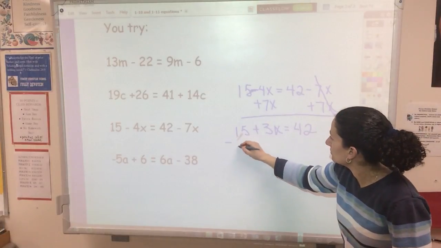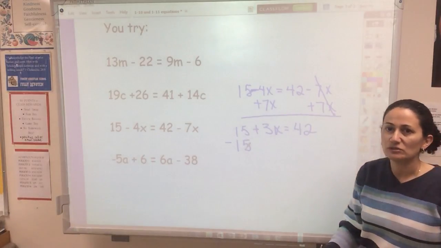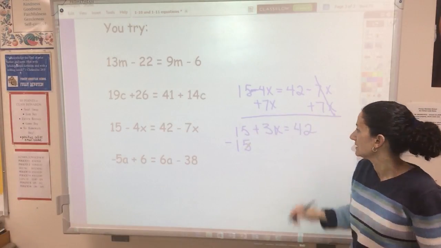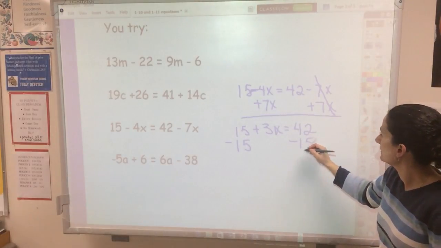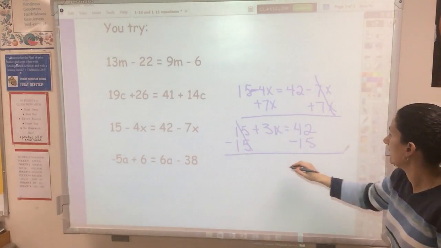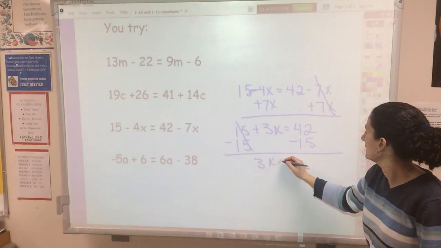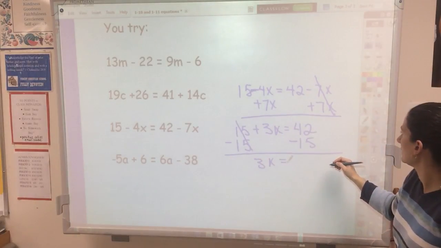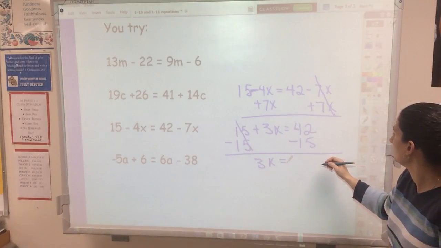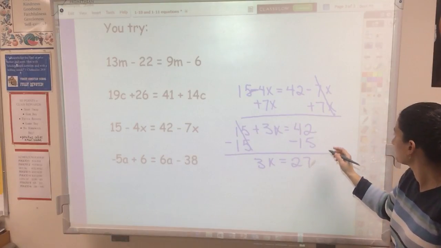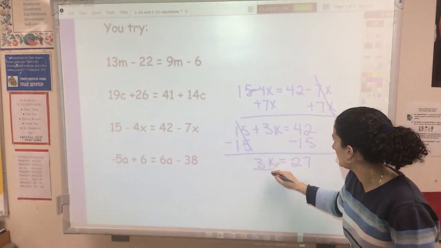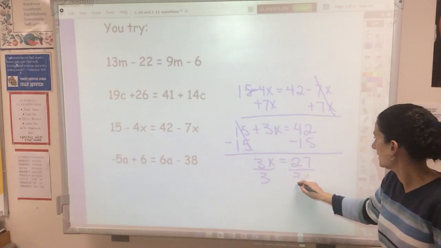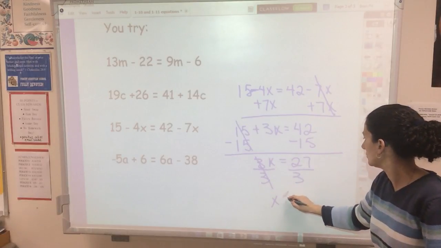Okay, I'll now move the 15. Always do the adding or subtracting first from both sides. And then I have 3x equaling, what will that give me, 27. And then I divide both sides by 3. And x equals 9.